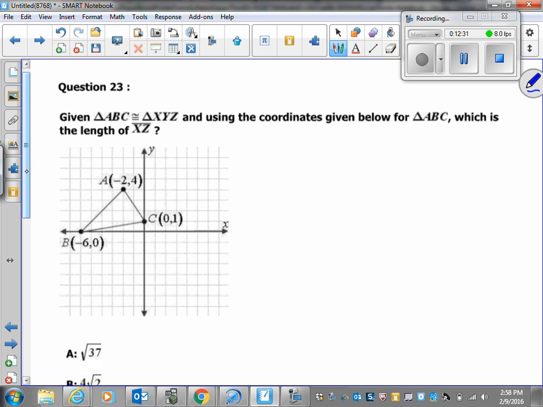All right, number 23 says given ABC is congruent to XYZ, and using the coordinates given below for ABC, what is the length of XZ? This is a very easy one, but you have to use the distance formula. You know XZ is the same as AC, from A to C, this length. So they're going to be congruent. Go ahead and find the distance of AC using your Pythagorean theorem. Since we just went over it, you can do A squared plus B squared, then the blue line is going to be your C squared, which is the same length as your XZ.